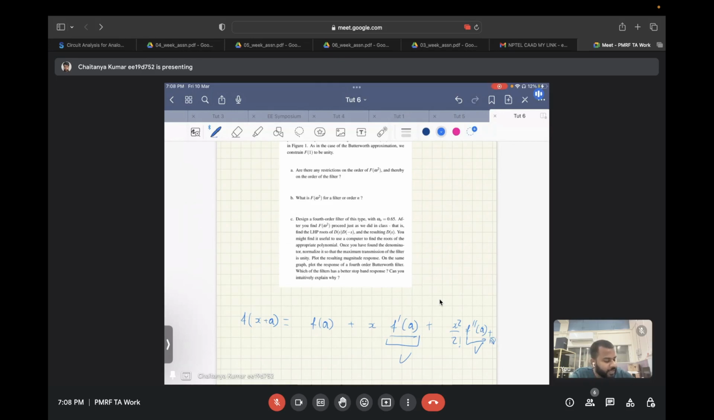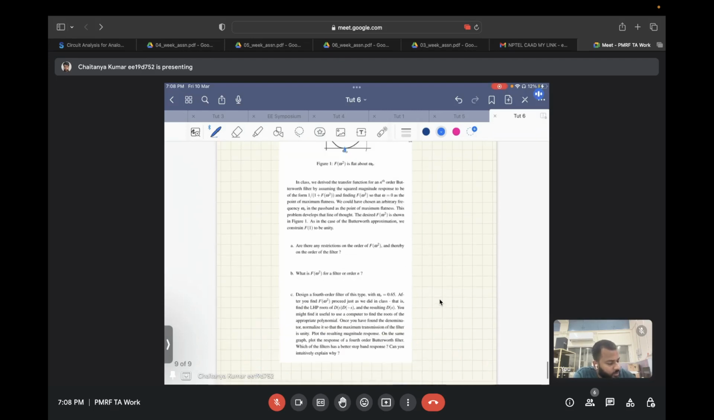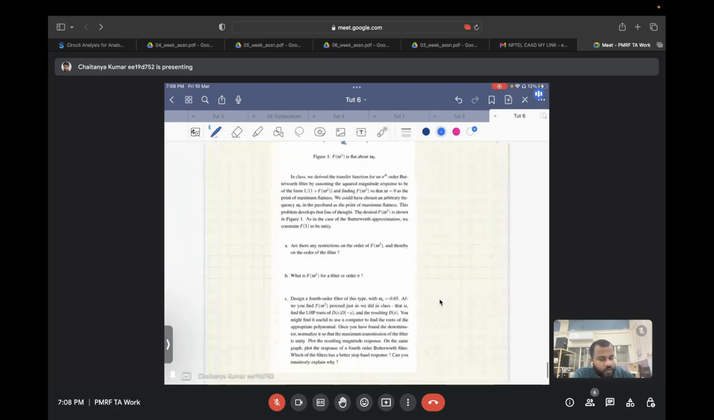So basically, for maximally flat at x equal to a, what should be the condition? All these derivatives should be 0. So from there you can find whatever things you need to find. These restrictions and all, you can find from there. I hope this is clear now.